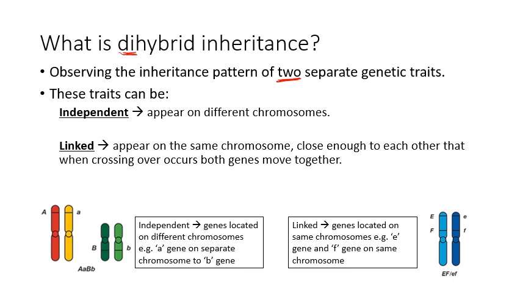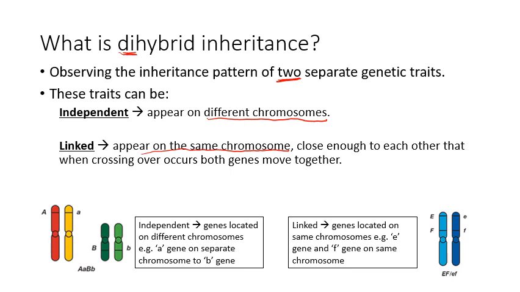Now, there are two types of dihybrid inheritance. There can be independent dihybrid inheritance, where the two genetic traits that we are looking for appear on different chromosomes. Or we can look at linked dihybrid inheritance, which is where the two genetic traits that we are looking for appear on the same chromosome. To give you an example of what that would look like, I'm just going to refer to the diagrams at the bottom of the page here.